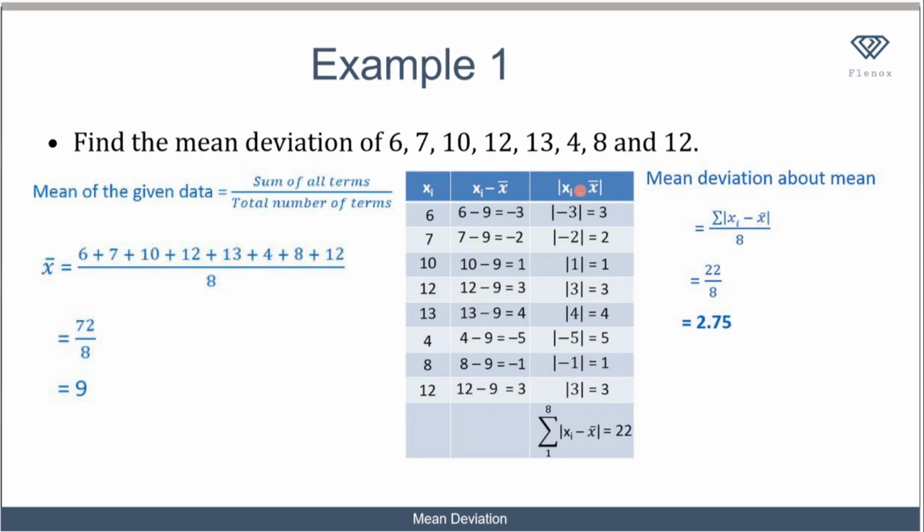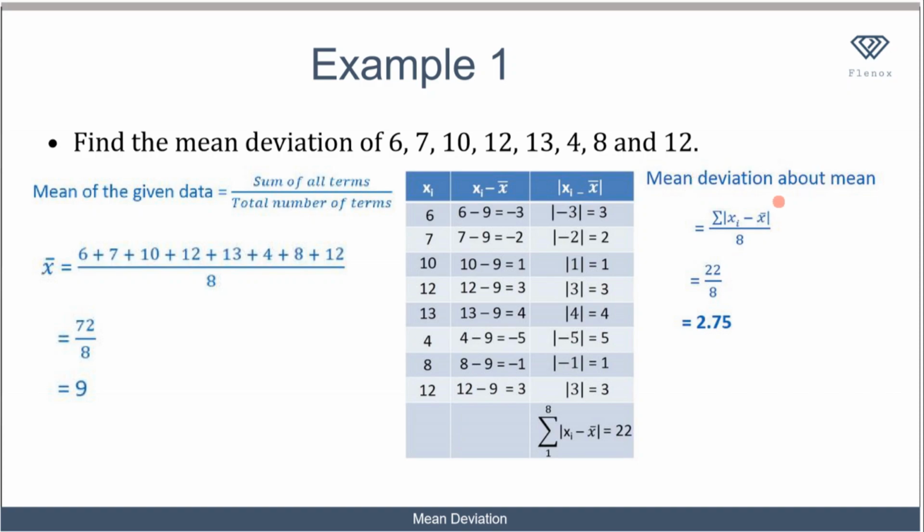Then finally, we find the absolute value. The absolute value just means that you remove all the negative signs, so you change everything to the positive value. So minus 3 becomes 3, the absolute value of minus 2 becomes 2, the absolute value of 1 is still 1, and you change all the signs here, so you have just positive values. Then what do you do next? You sum them up together. When you sum them up together, you get 22.